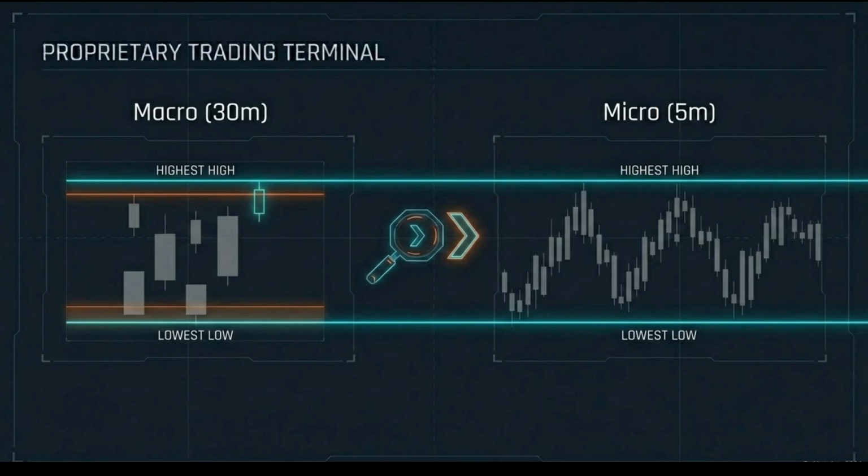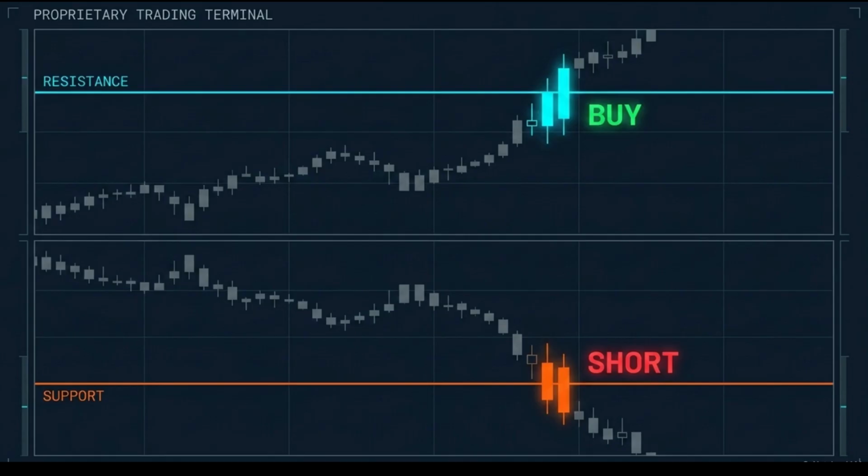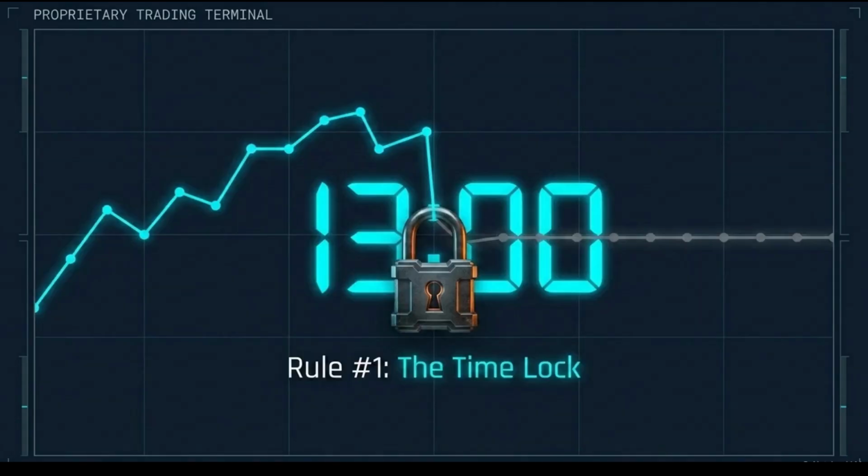Now that your zone is marked, switch your time frame down to 5 minutes for execution. You must wait patiently for the breakout. If the price breaks the upper resistance line, you look to buy, and if the price breaks the lower support line, you look to short sell.